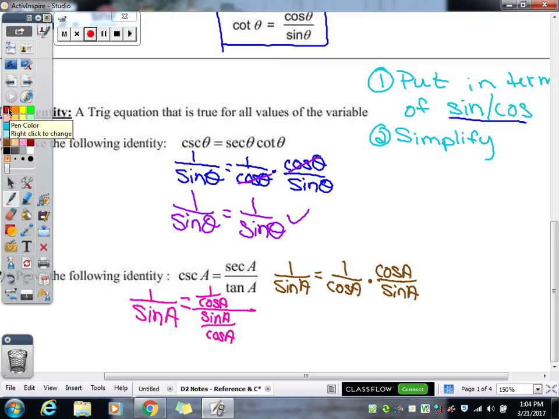So now what can we cancel here? Cosines again. 1 from the top with 1 from the bottom. So 1 over sine A equals 1 over sine A. So again, these ones really aren't too bad. You just have to do your substitutions. You got to memorize what it is that you're plugging in there.